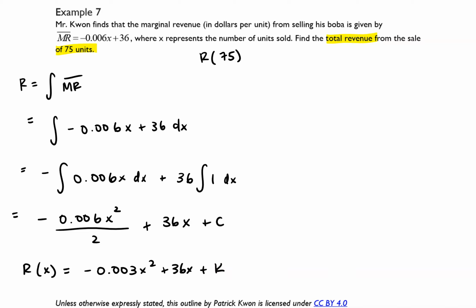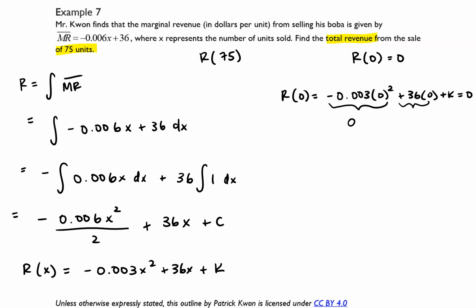So what I'm going to do is plug in 0 for x in our revenue function. And we know that that is equal to 0. So this here becomes 0. This here becomes 0. And we have plus k, and that's equal to 0. So we end up getting that k equals 0. So now we have the overall revenue function, which is equal to negative 0.003x squared plus 36x. And now we can evaluate R of 75.